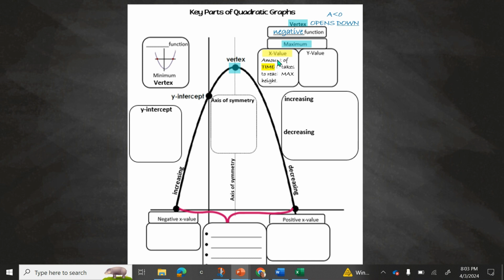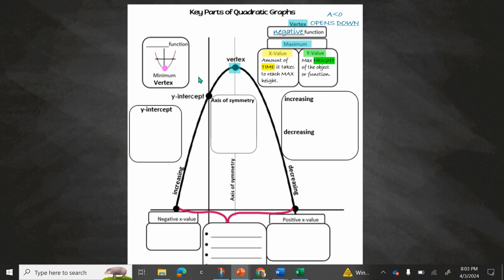So first we're going to take a look at our x value. The x value of our vertex is usually the amount of time it takes to reach a maximum height. The y value of our vertex is the actual height that the object reaches. So the maximum height of the object or the function.